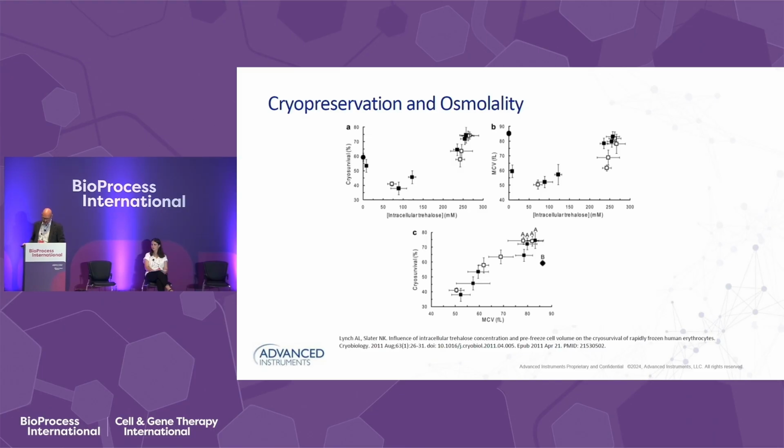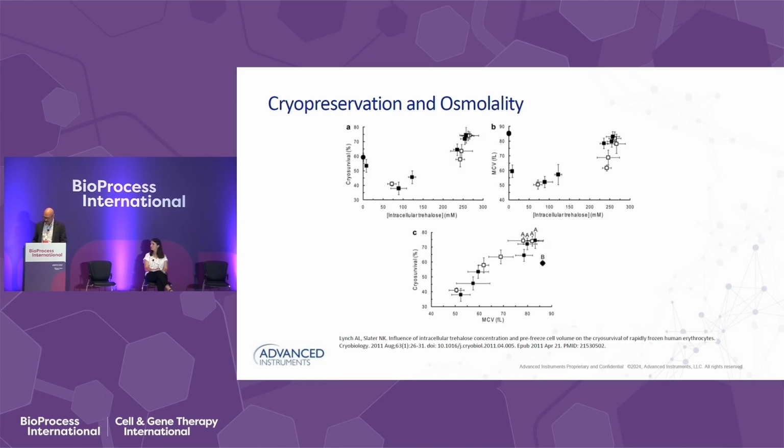In this next slide, this is a study that looks at human erythrocytes and cryosurvival with minimum cell volume and the use of intracellular trehalose. In this study, survival rates increased approximately linearly with minimum cell volume, and that's what you can see in this chart right here. As minimum cell volume increased, your cryosurvival increased. What they hypothesize is that the free cell volume may act as a barrier to damaging levels of cell shrinkage during the freezing process.